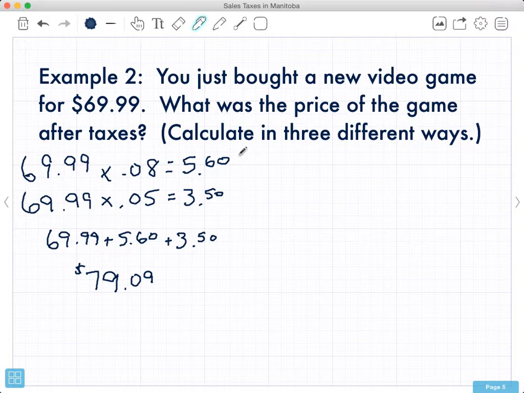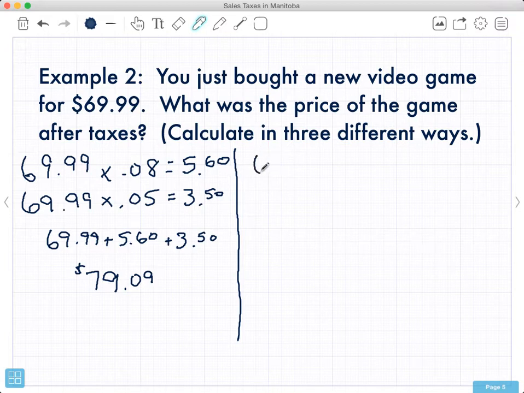It's important to note that if you owned a store, that is the way the tax must be calculated: separately and shown on the receipt as a separate calculation. However, in math class, we sometimes take a shortcut. 8% for PST and 5% for GST, if you combine them, makes a total 13% tax.